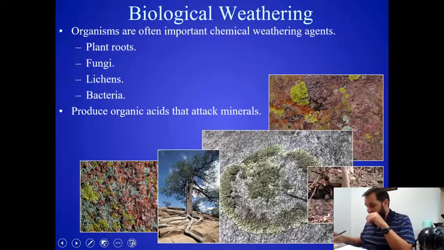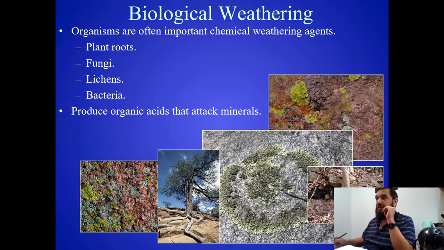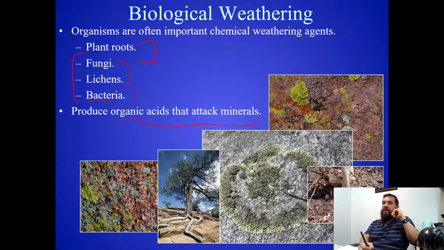Okay. Another thing I want to talk about, number 15, asks about biological activities. So biological organisms, basically, can also play an important role in weathering the rocks. So some examples of this are plant roots, right? Fungus, lichens, bacteria. A lot of these things, fungus, lichens, and bacteria, produce organic acids that attack the minerals. You might have looked around and seen rocks that seem almost like they're covered with a fungus. That fungus is actually not a fungus, it's a lichen.